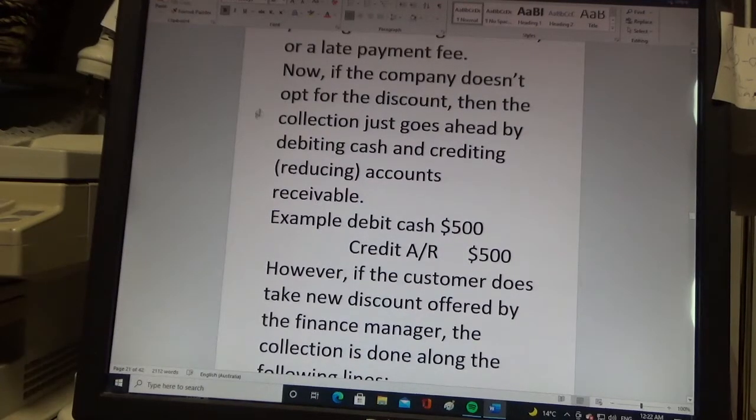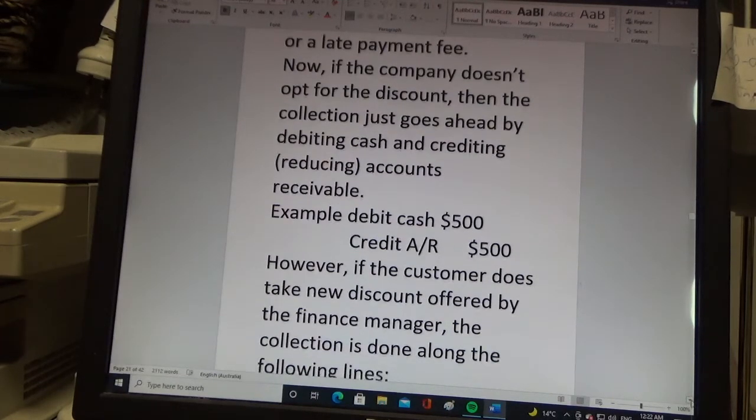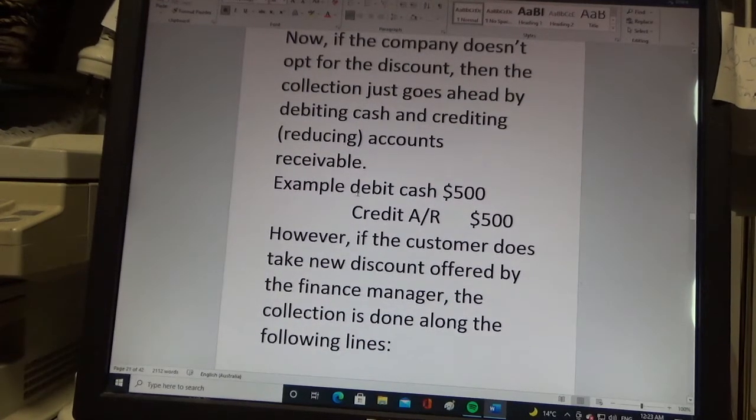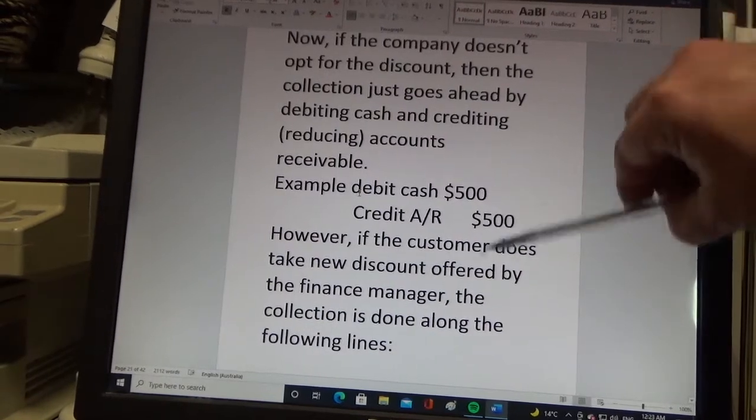Now, if the company doesn't opt for the discount, then the collection on the accounts receivable account just goes ahead by debiting cash. This is when the accounts receivable is settled by your customers, and crediting, reducing accounts receivable, where no discount allowed is part of it. So that's the general journal transaction without the discount.